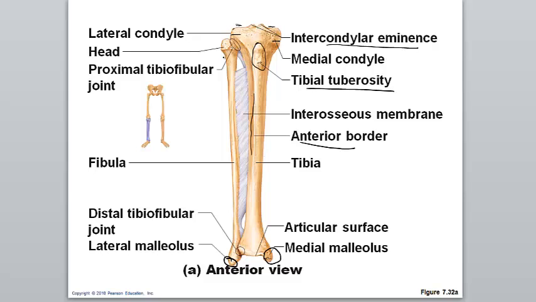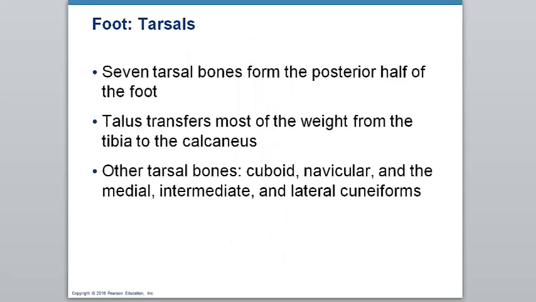Fibula, there aren't many parts that you need to know. Head, body, and then you have the lateral malleolus. There is a joint between the tibia and the fibula, the distal tibiofibular joint and the proximal tibiofibular joint. That's all you need to know in your tibia and fibula.